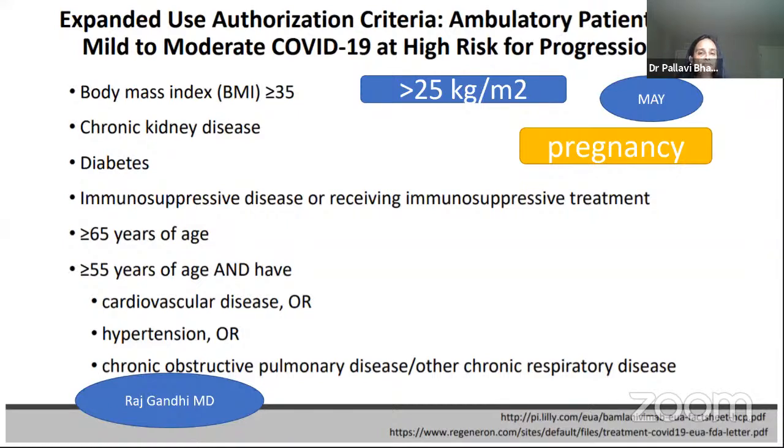And they were able to expand the use to people who are still at significant risk, not as high as BMI of more than 35, but and then as the data accumulated that pregnancy is also a risk factor for progression into severe disease, that has also been added this one. So these are the two major changes to the original criteria.